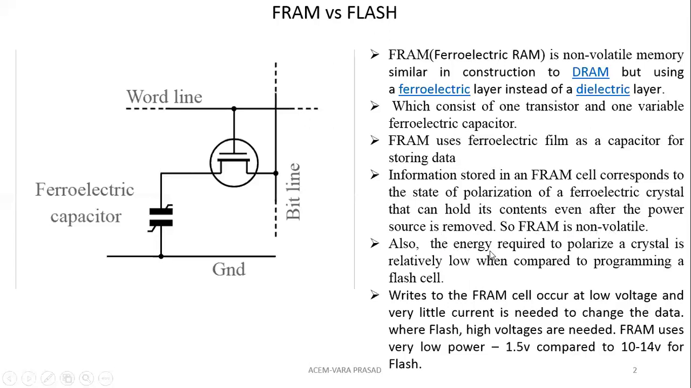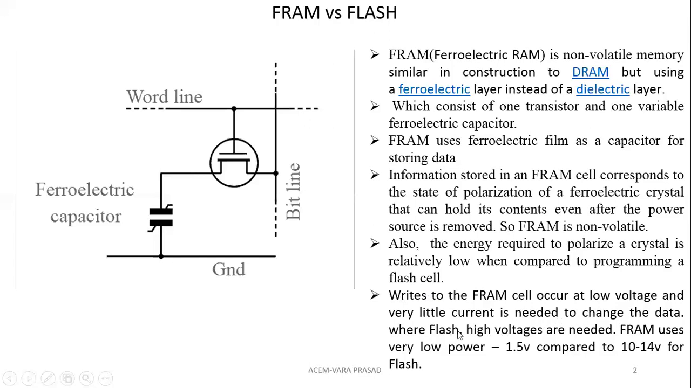And also the energy required for polarizing, that means charging, is very low compared to flash memory. That's why FRAM is mainly used for low power storage devices. Writing into the FRAM requires low voltage, and very little current is needed to change the data.